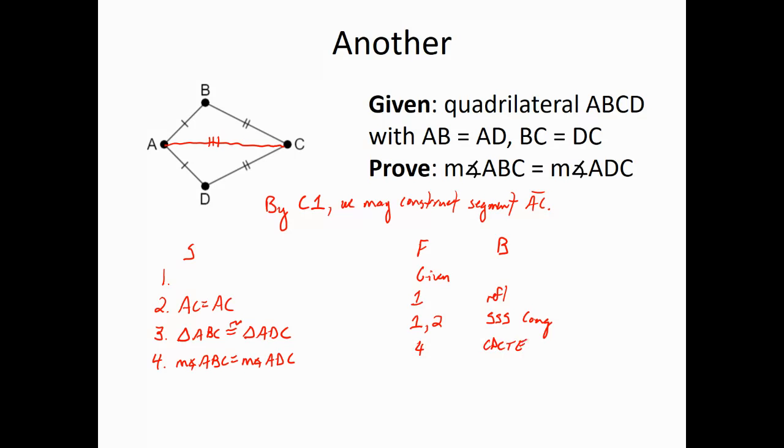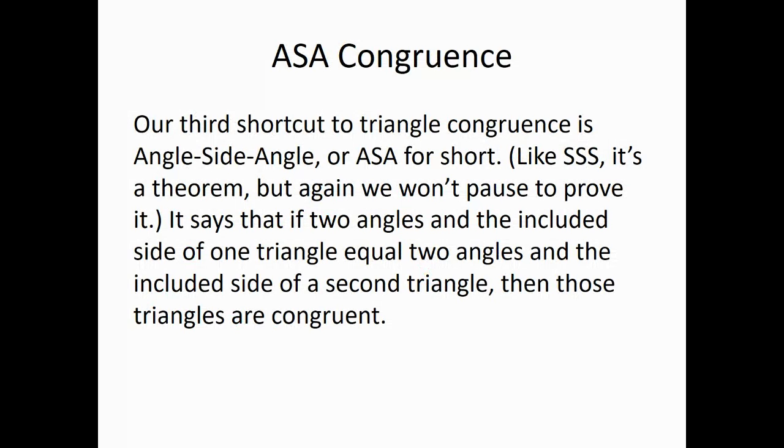So there it is again. How did we get this pair of angles equal? Well, we made triangles, we proved the triangles congruent, and then we used CPCTE to draw the conclusion that we wanted. That's just such a common move in our proofs in this class. All right, so in this chapter, we will have 3 total shortcuts to triangle congruence. In the next chapter, we'll have another as well.